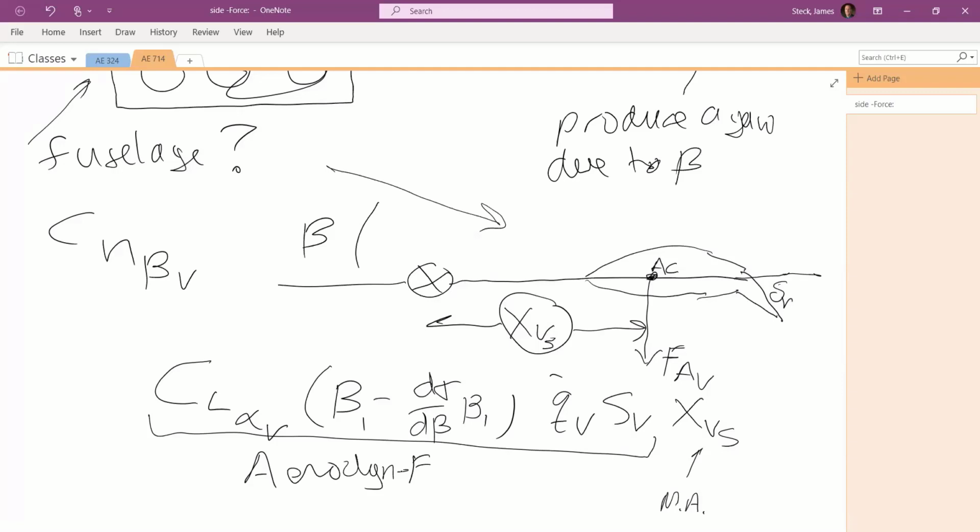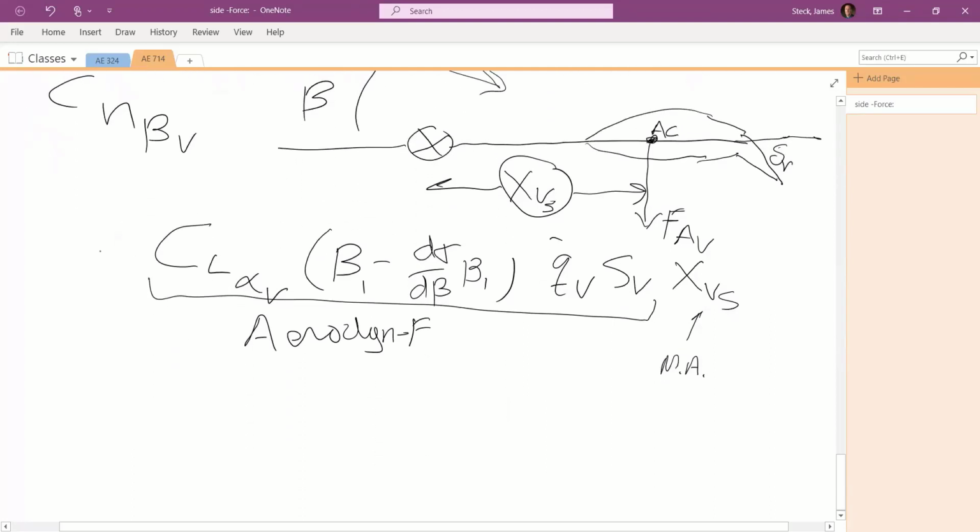So let's see, did I get everything? CL alpha times the angle of attack, Q bar S V, XVS. And so this gives us the side force. Oh, sorry, the moment arm, the yawing moment. Make that an N.